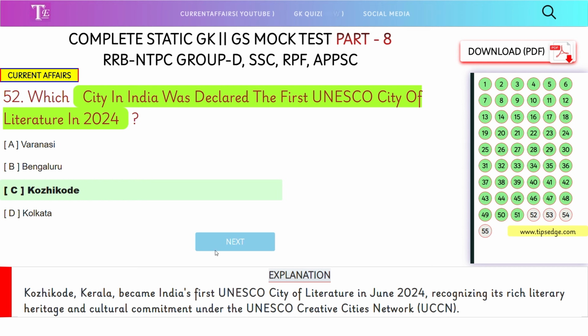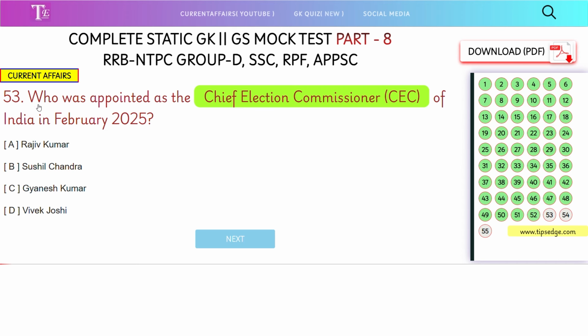Now moving to the 53rd question. Who was appointed as the Chief Election Commissioner (CEC) of India in February 2025? Answer: Gyanesh Kumar.